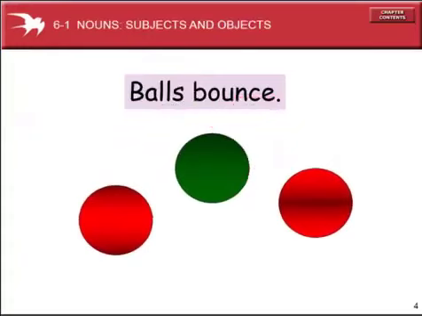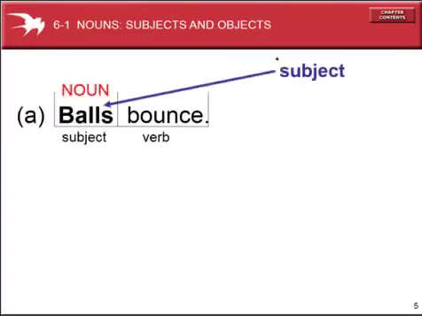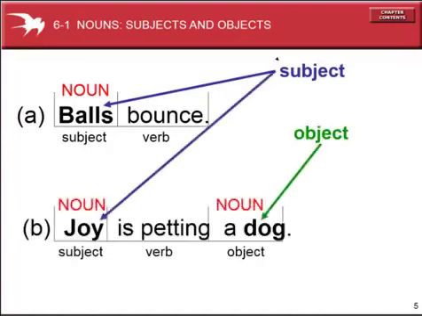Noun, subject and object. Balls bounce. Balls is a noun. They are used as a subject. Bounce is a verb. Look at another sentence. Joy is petting a dog. Joy is a noun, here used as a subject. And dog is also a noun, used as the object of the verb.